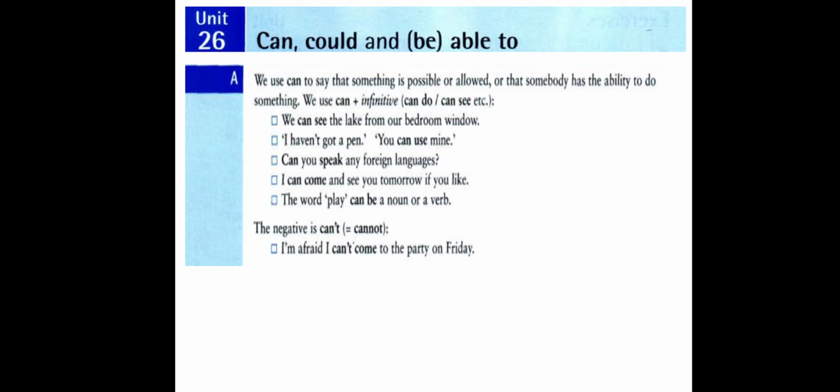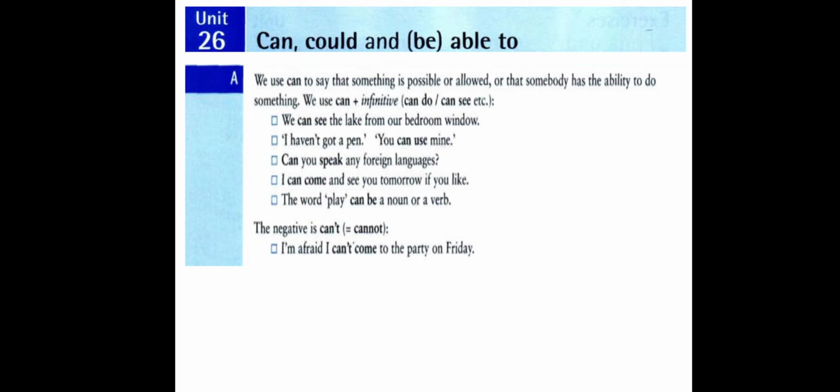If you want to say the sentence without can, you say the word play is a noun or the word play is a verb. So is, after can, changes into its base form be. To use can, we must change is into be. So the sentence becomes: the word play can be a noun or a verb.